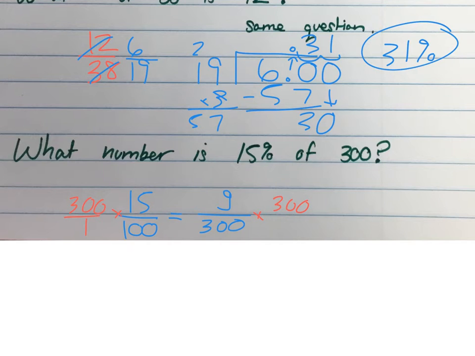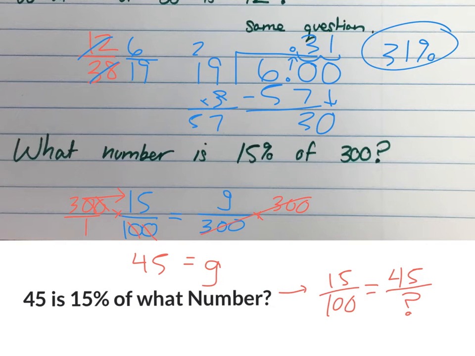Once I'm done with this, I know this cancels out. Over here, I just have g. And on this side, I'm going to try to simplify. I can simplify by 10. I can simplify that again. And then I'm just going to multiply straight across. 3 times 15, which is 45. And I found my answer that 45 is 15% of g.